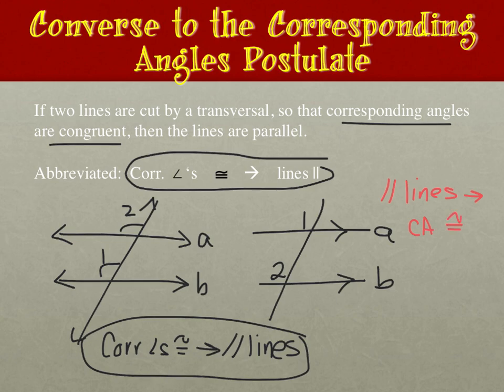Just think about what you are given. Are you given information about the lines? Therefore, you know stuff about the angles? Or are you given information about the angles? Therefore, you could imply things about the lines. That's the little caveat here that you have to keep separate in your mind.